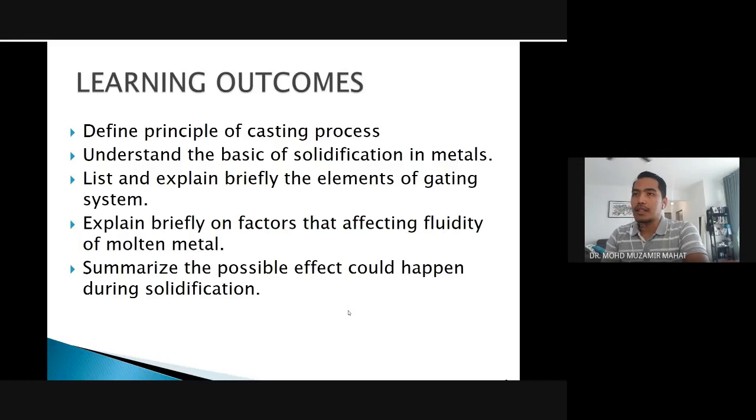Secondly, you should be able to understand the basics of solidification in metals and explain briefly the elements of the gating system. The gating system is the system to control how we pour the molten metal into the mold. Next, students should be able to explain briefly the factors affecting the fluidity of molten metals. And finally, students should be able to summarize the possible effects that could happen during solidification.